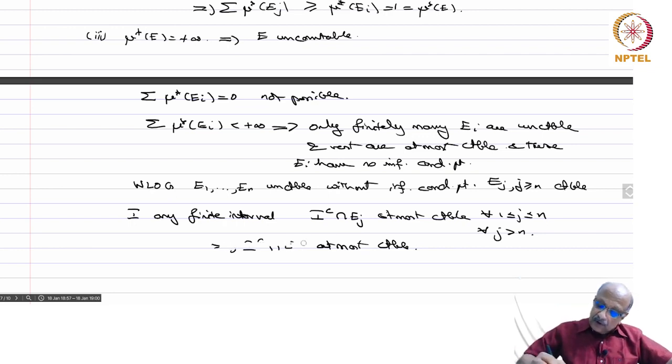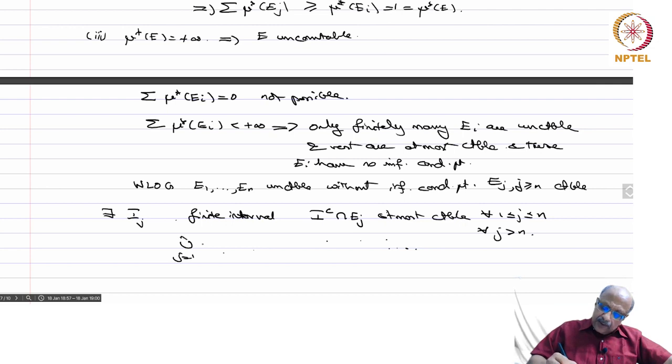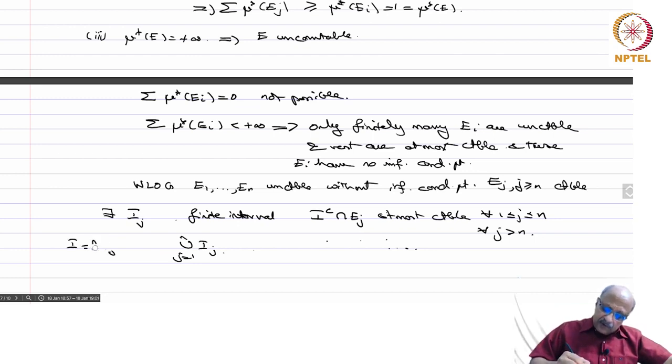Sorry, no, that's not the correct solution. So there exists Ij, a finite interval, such that Ij intersection En is at most countable. So now you take the union j equals 1 to n of Ij, and then take I equals the smallest interval containing the union Ij, j equals 1 to n.